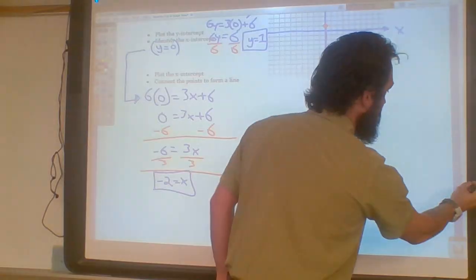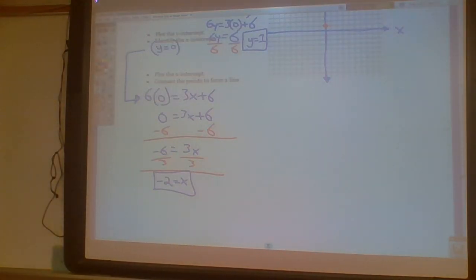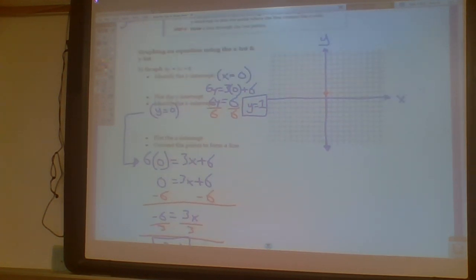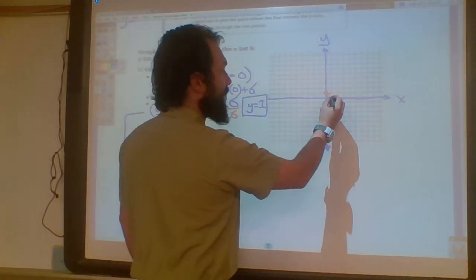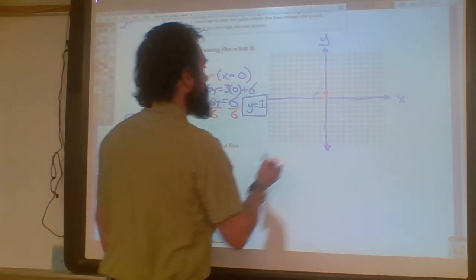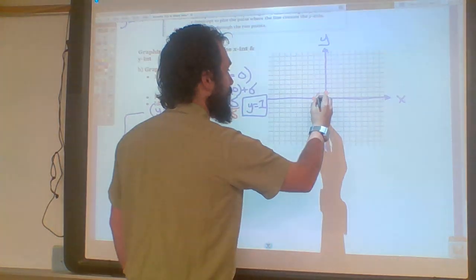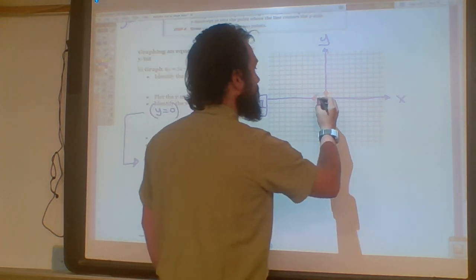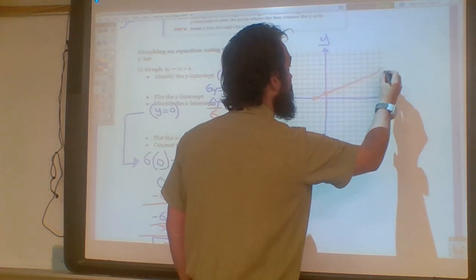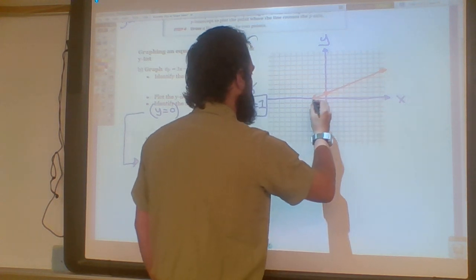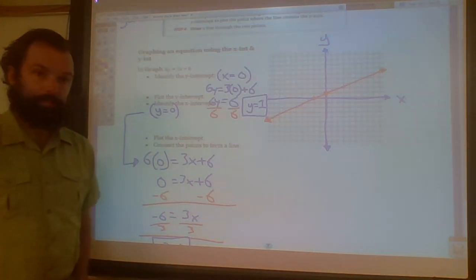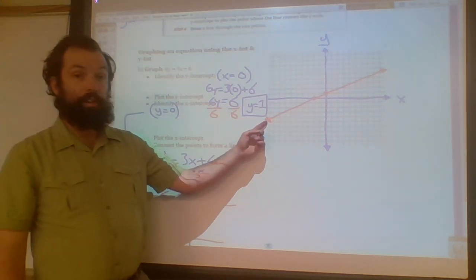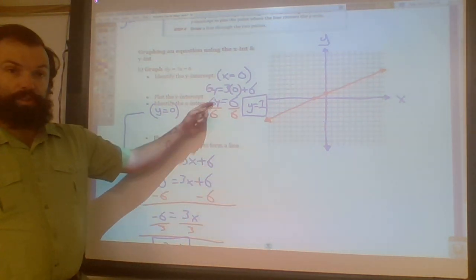So I'm going to go back up to my graph. I'm going to plot my x-intercept, negative 2. We're going to connect these two, and there's our line. Graphing a linear equation using the intercepts.